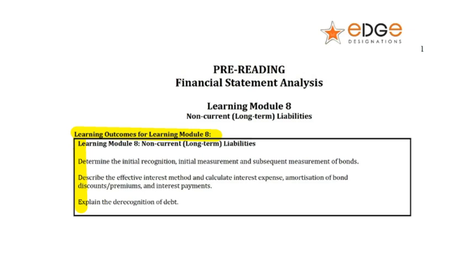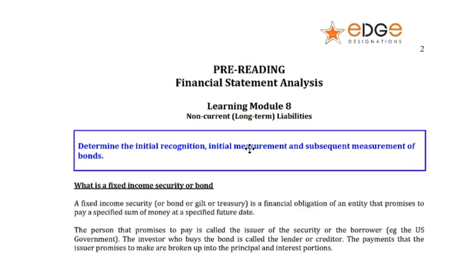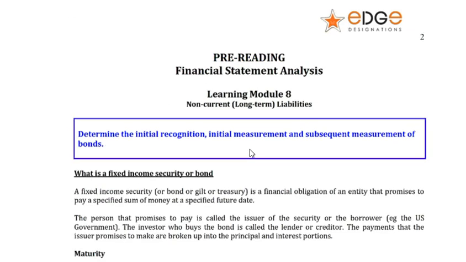Keep in mind, we're going to see this again. It's going to repeat itself. Remember where we are: we are in the pre-reading section. Of course, this will come out again when we cover the core material on non-current liabilities. On to page number 2, learning module 8, non-current long-term liabilities.